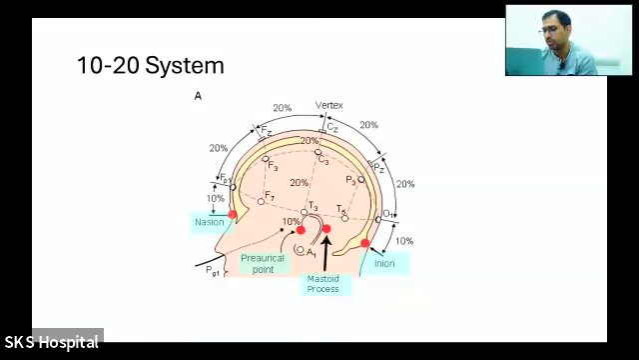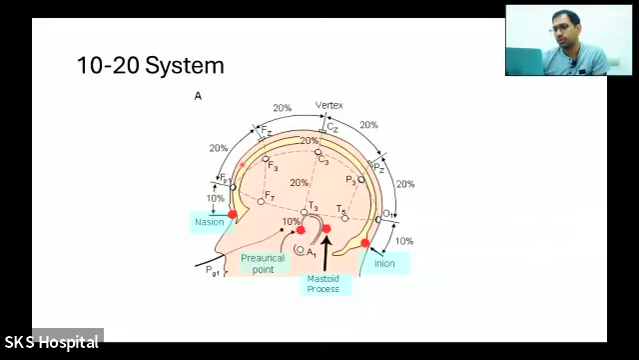So as I said, nasion is the most prominent part just below the forehead, and inion is the occipital protuberance, or the most prominent point in the posterior occiput. The preauricular point is this one, which is the reference for measuring on either side, and this is the mastoid process. As you can see here, from nasion to the first reference point, that is Fp1, is 10%.